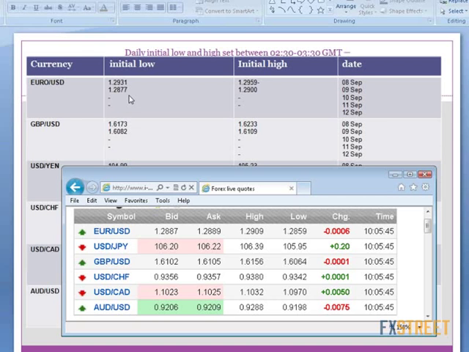Then in the case of GBP, 1.6082 was the initial low and 1.6109 was the initial high, and they are closer to the initial high. They are expected to break and go above slowly. They went up to 61.56 and then came down to 60.88, and then again they are just gaining the levels.